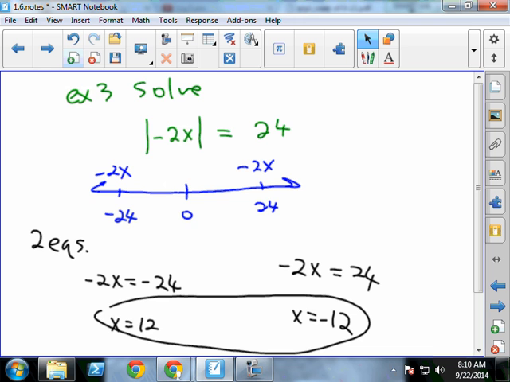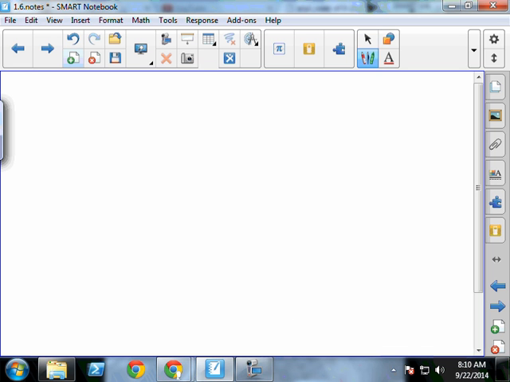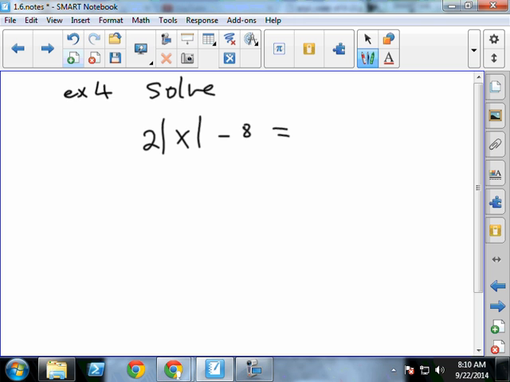Now, let's try example 4. Solve 2 times the absolute value of x minus 8 equals 20. So what should we do first? I don't know if your other educators in math showed you this, but when you solve equations, you really want to use PEMDAS in the reverse order. So what should we do first?